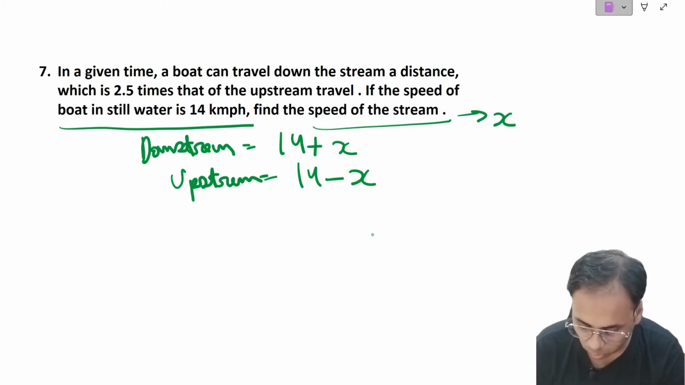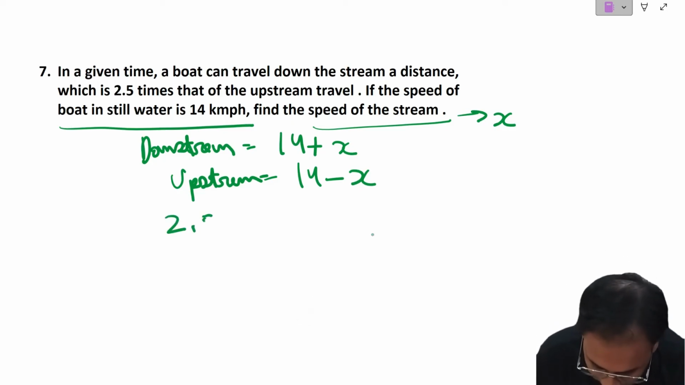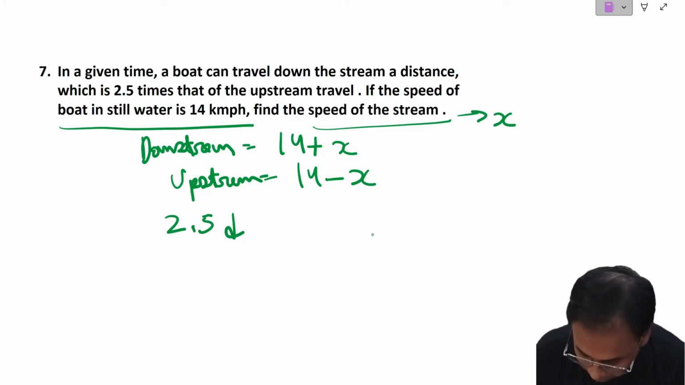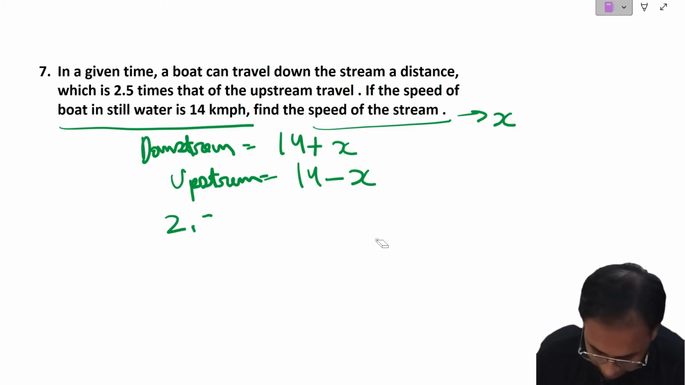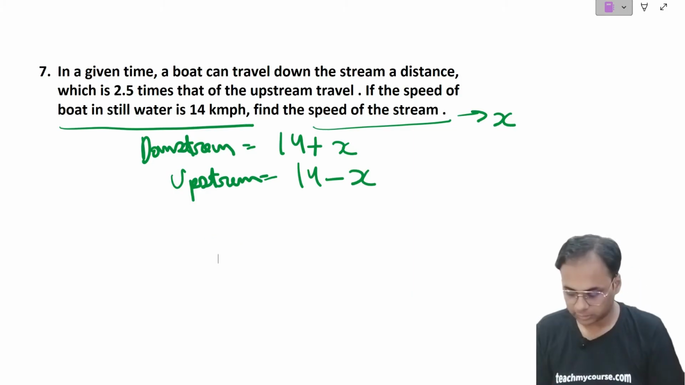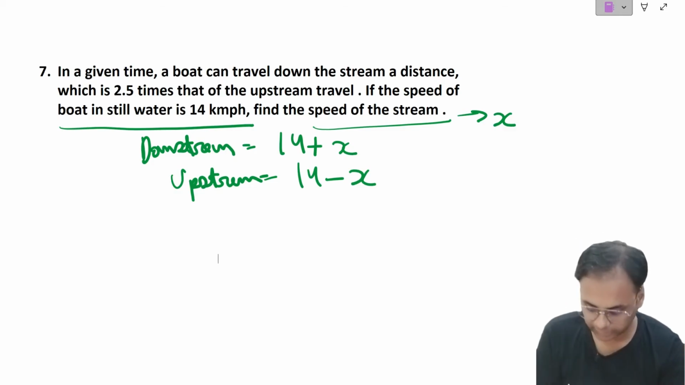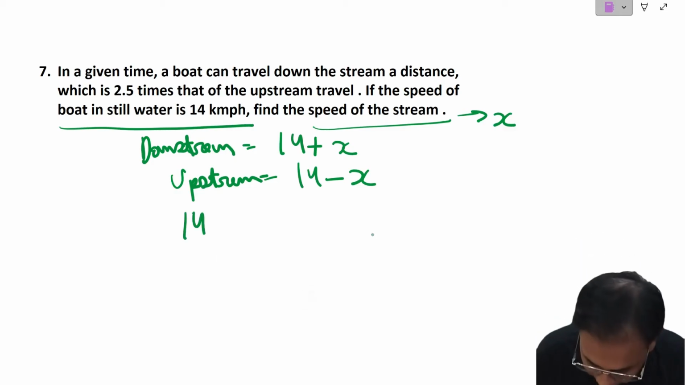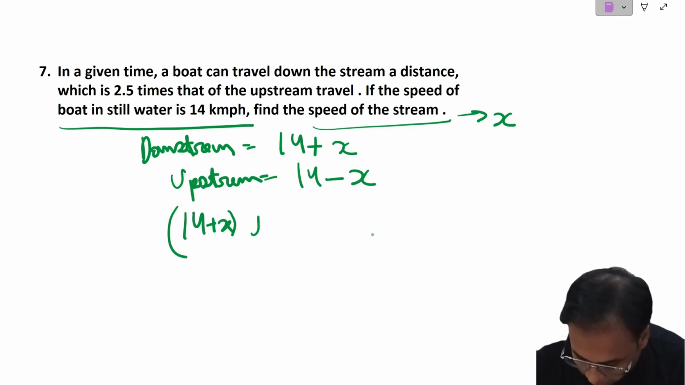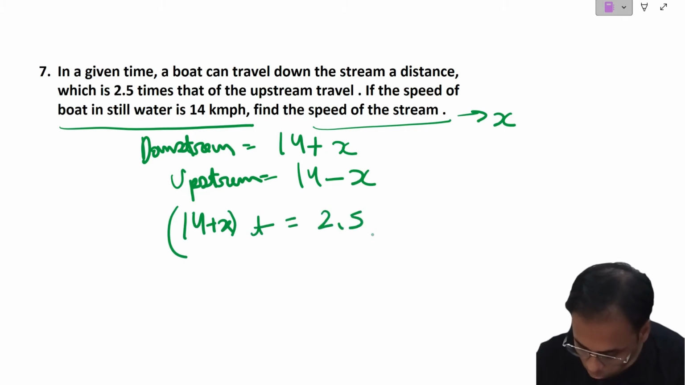So a boat can travel down the stream a distance which is 2.5 times that of the upstream travel in a given time. So we can say that distance is equal to speed into time. For the downstream, 14 plus x, which is the speed, into time, is equal to 2.5 times this speed into time.